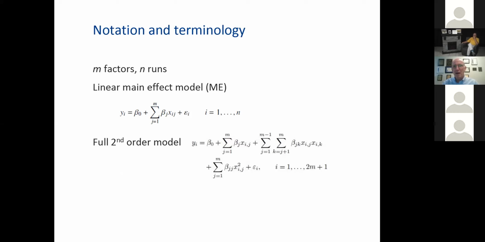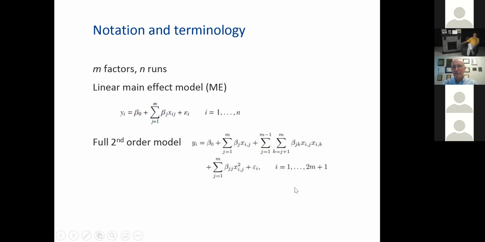So here's my math slide, required, you know. Here's main effects. Main effects look like this. So this is the intercept term, like the y-intercept, and these beta sub j's are the slopes of the effects of all these factors. And we have n runs, that's the i subscript. J is the factor, j goes from 1 to m, so we have m factors.